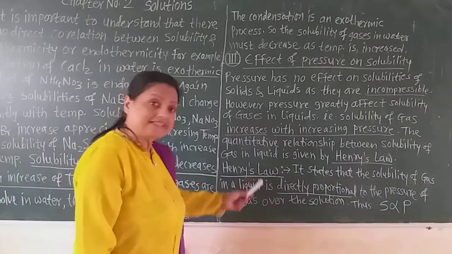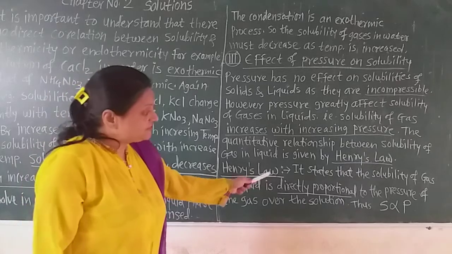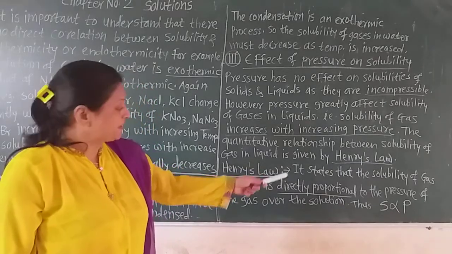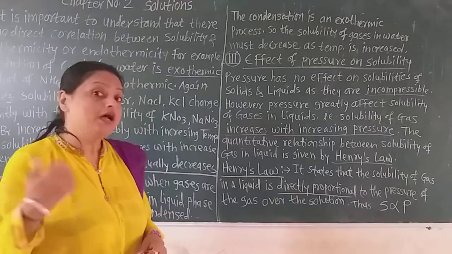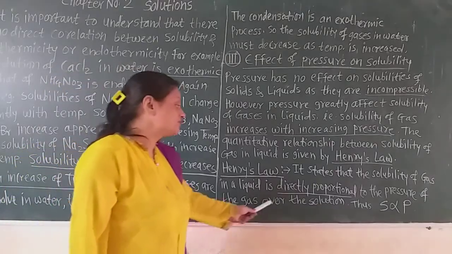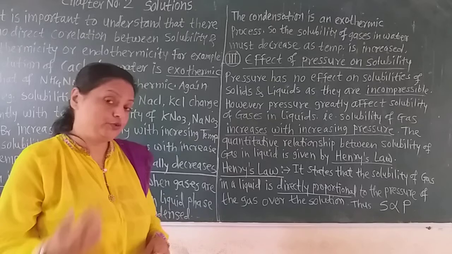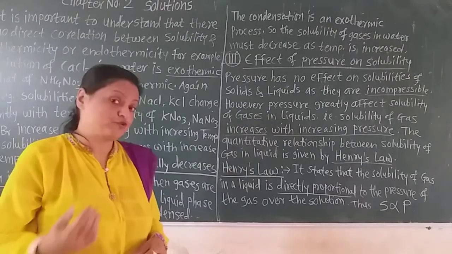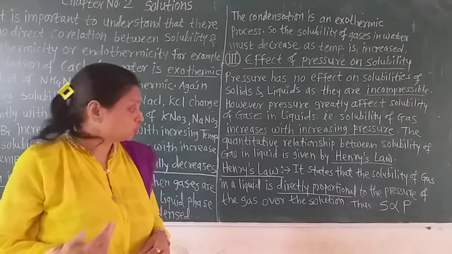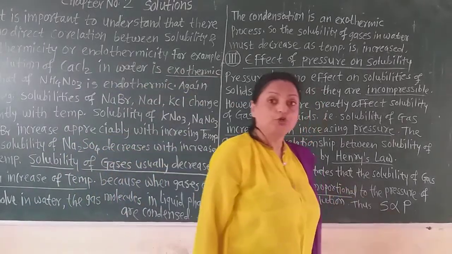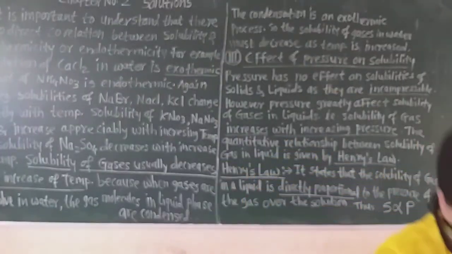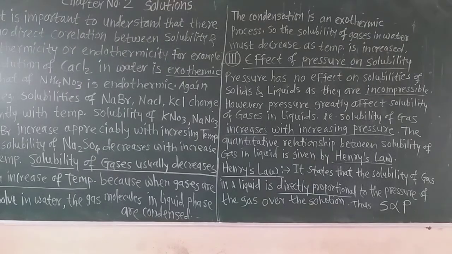Henry's law states that the solubility of a gas in a liquid is directly proportional to the pressure of the gas over the solution. The solubility of the gas is directly proportional to the pressure of that gas on the solution, and thus solubility is directly proportional to P. Now let us again learn what this formula is.